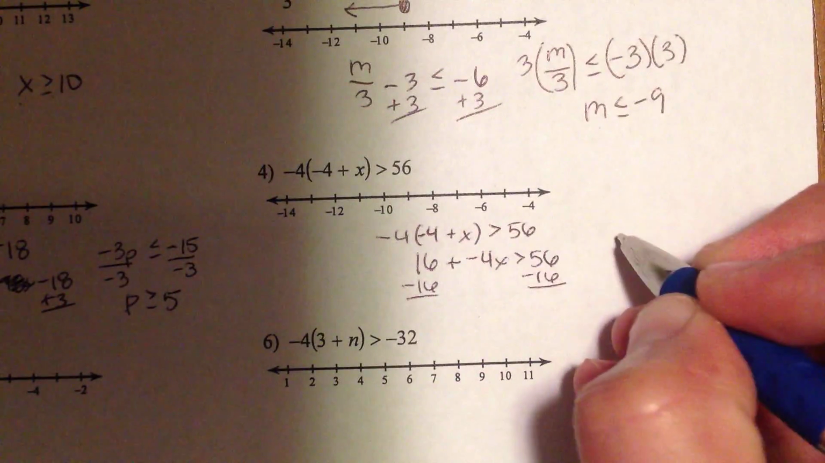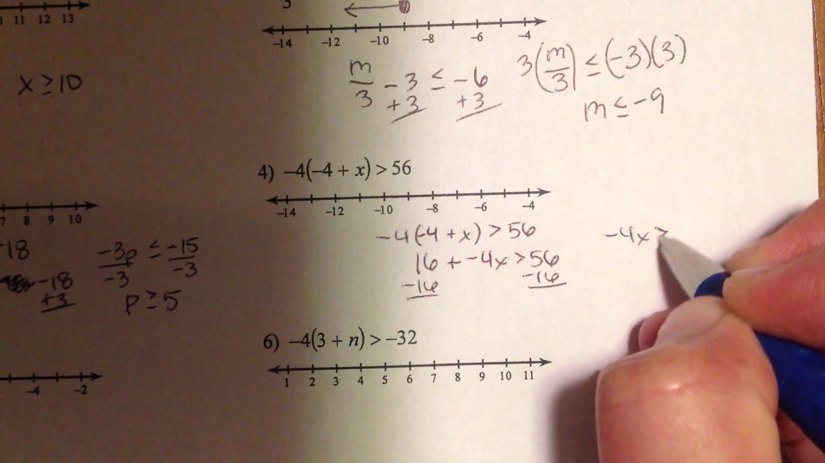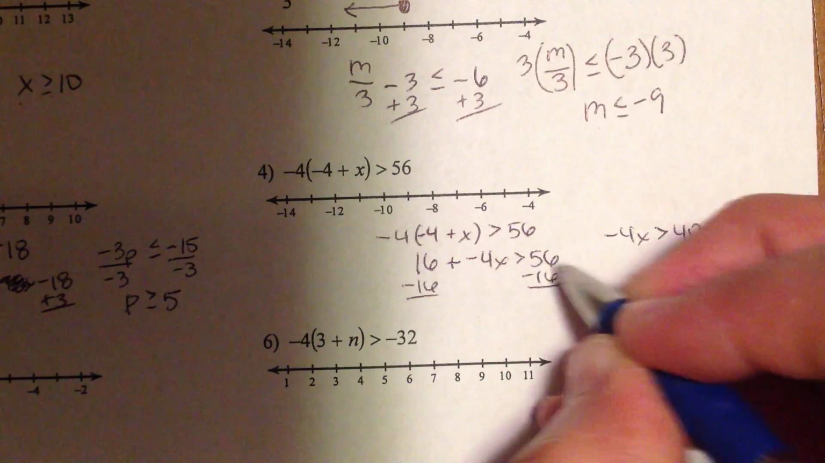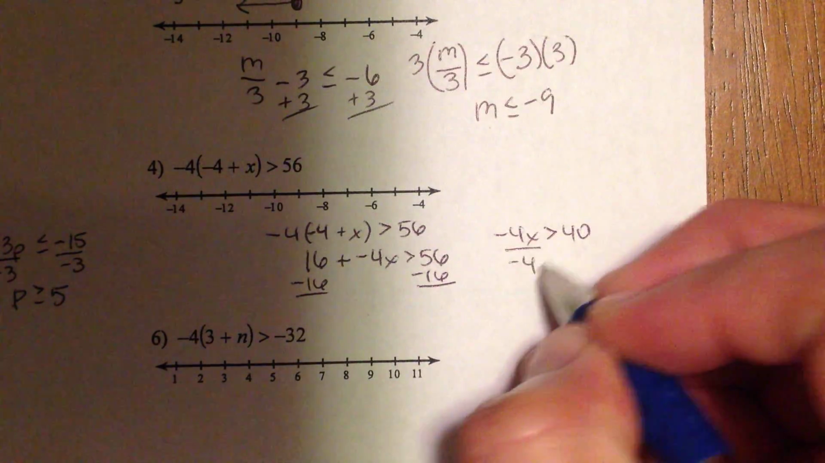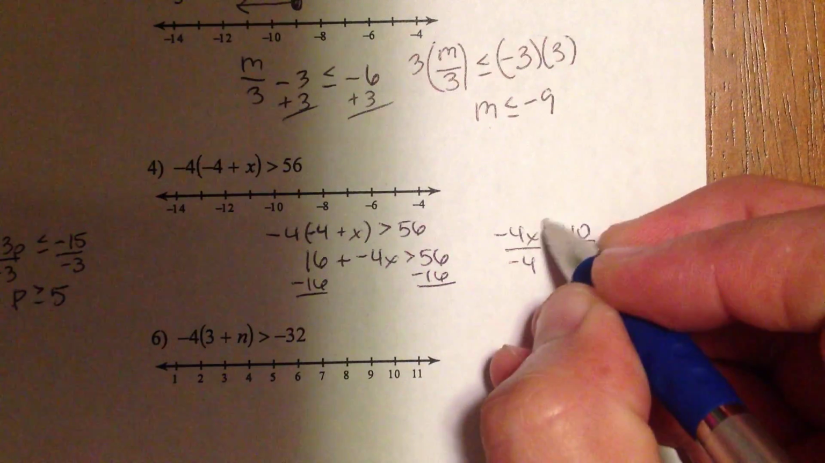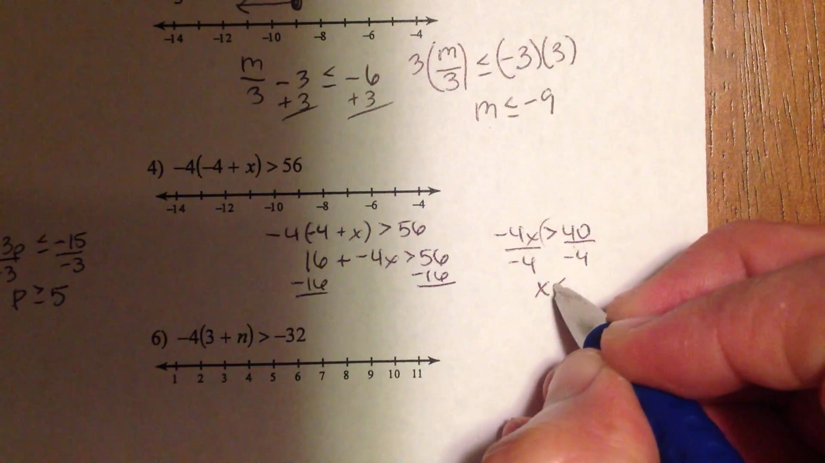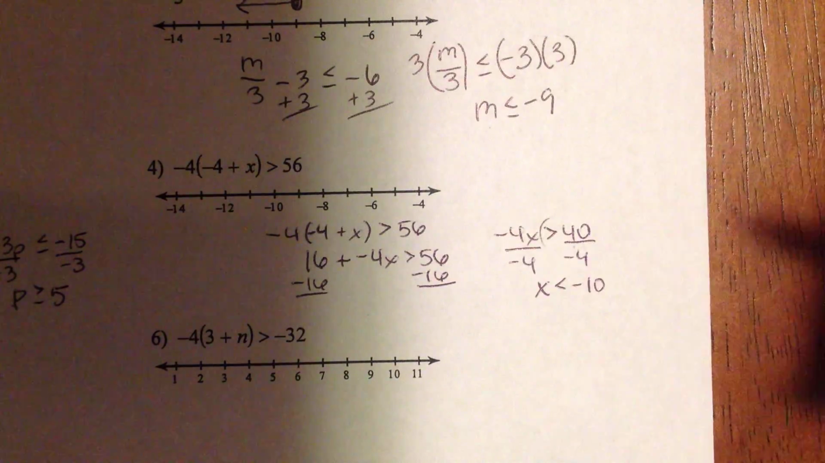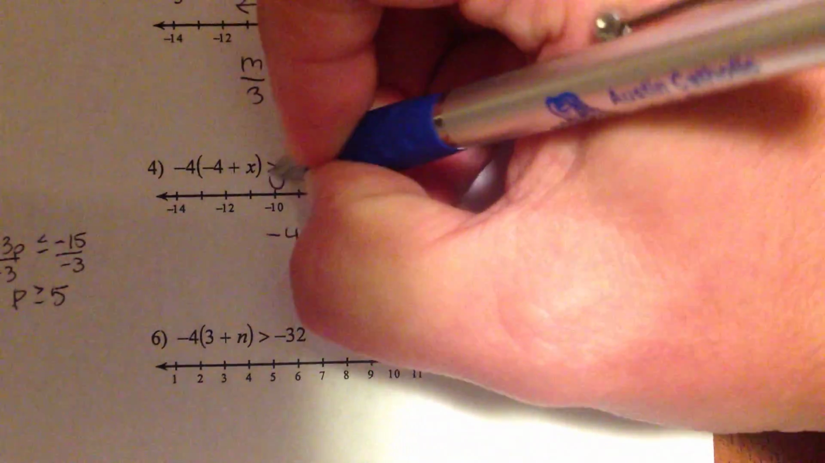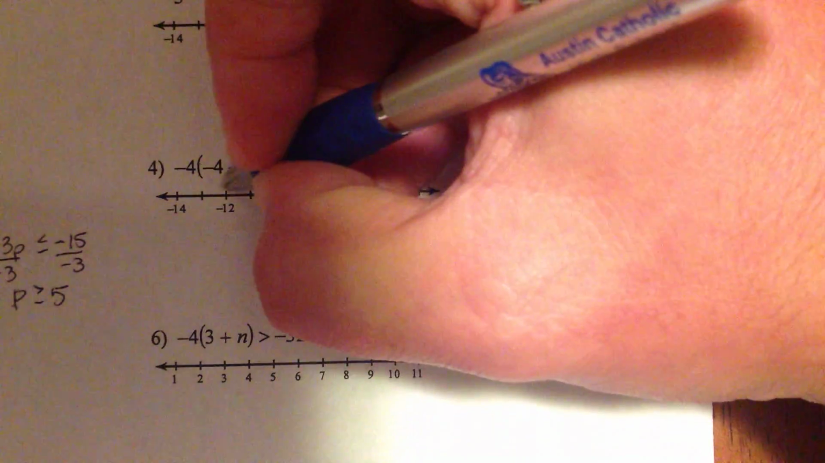That leaves me with negative 4x greater than 40. 56 minus 16 is 40. Again, I have to divide by negative 4, which means I have to flip this inequality here. So x is now less than negative 10. That's going to be an open circle at negative 10. And I'm going to head to the left because it's less than.